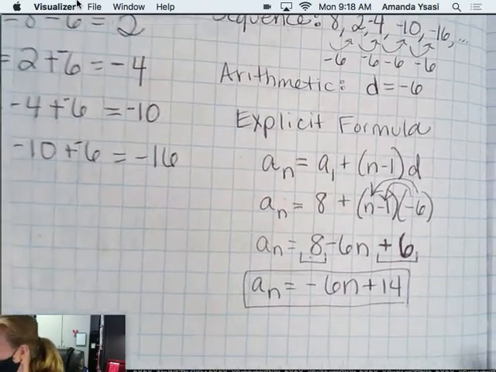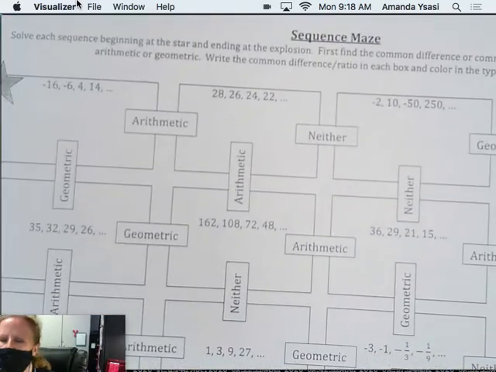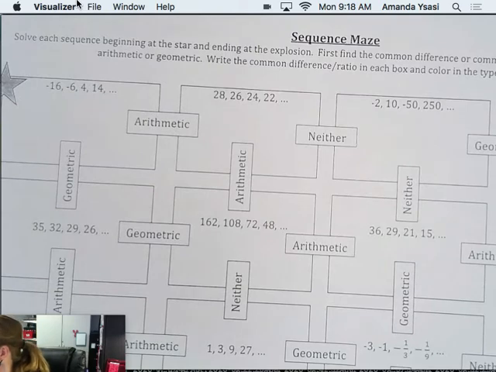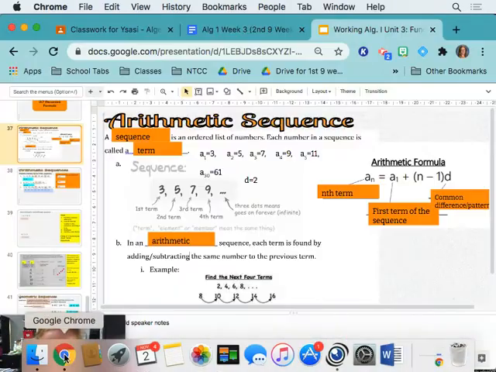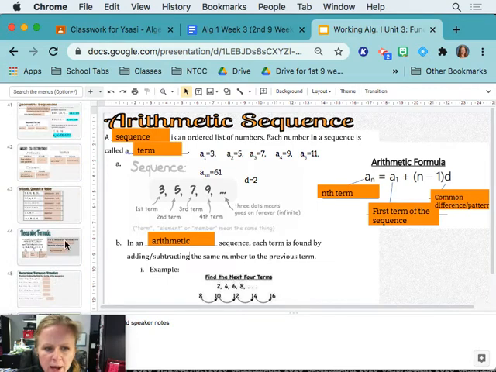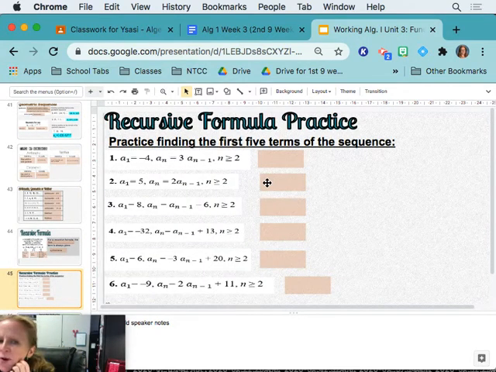Okay, so we are done with the notes. So let's look at the maze real quick. How are we going to set up emissions? Oh, we need to put that into our digital notebook. Sorry. Go back over here and take a picture and put that in here.